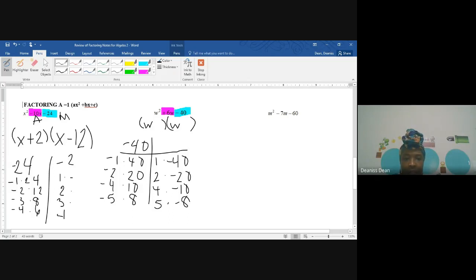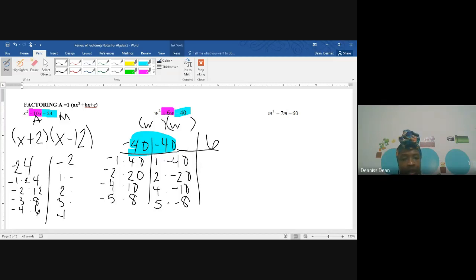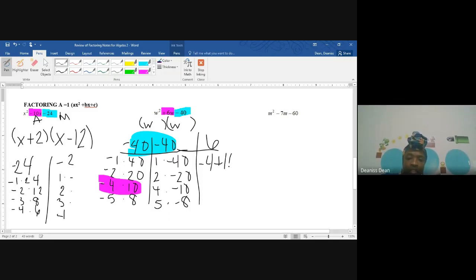So you're looking at the list and saying, okay, which of those numbers for negative 40, when I add them together, I'm going to get a positive 6. So negative 1 and 40, of course, that's 39. Negative 2 plus 20, that's not going to work. Negative 4 plus positive 10, that works. So negative 4 plus 10 is going to give me 6. So I'm going to have a minus 4 in one set of parentheses and a positive 10 in the other parentheses. And that's my answer.